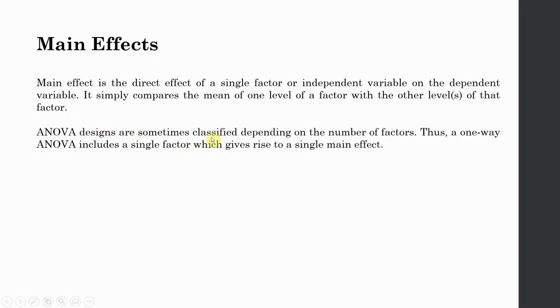ANOVA designs are sometimes classified depending on the number of factors. Thus, one-way ANOVA includes a single factor, which gives rise to a single main effect. So there is a main effect, that is, overall, whether or not there are significant differences. But then you need to have an assessment of individual effects as well. The individual level and its effect on the dependent variable are further compared.